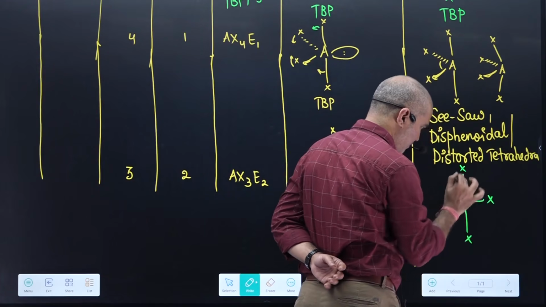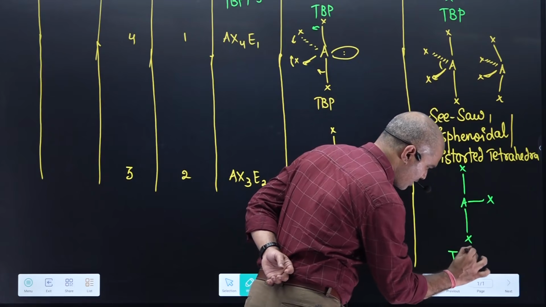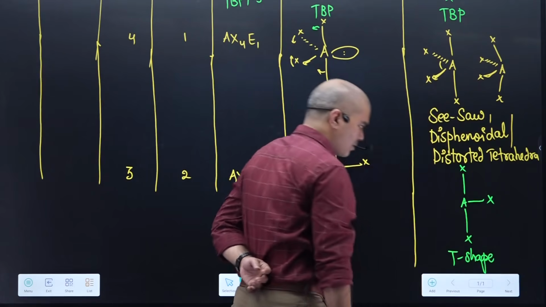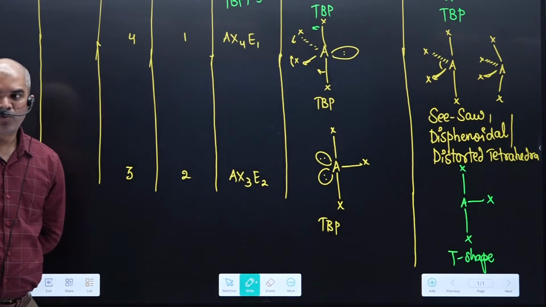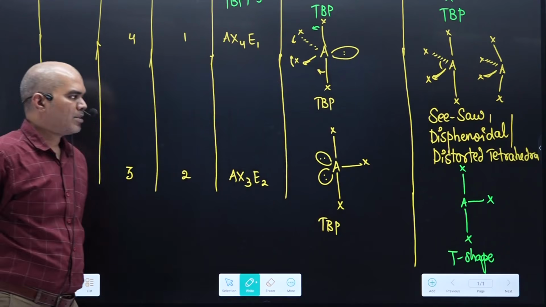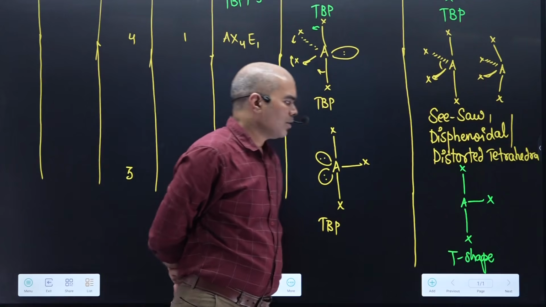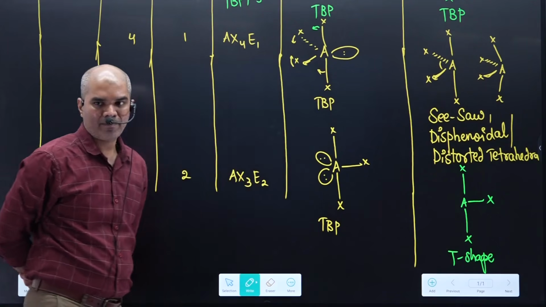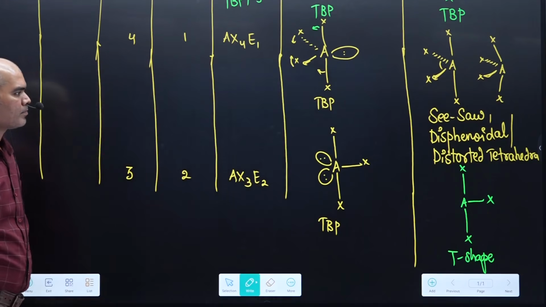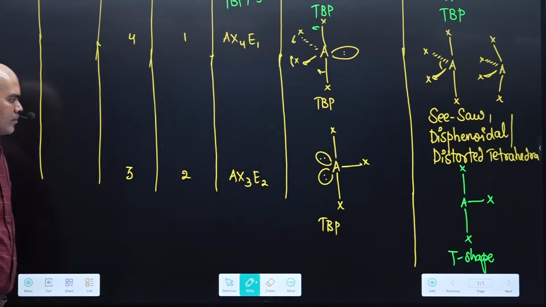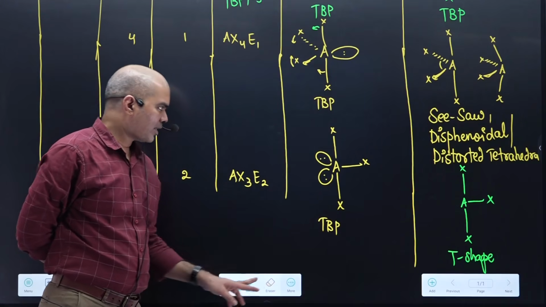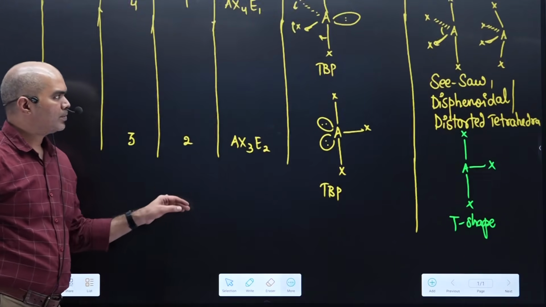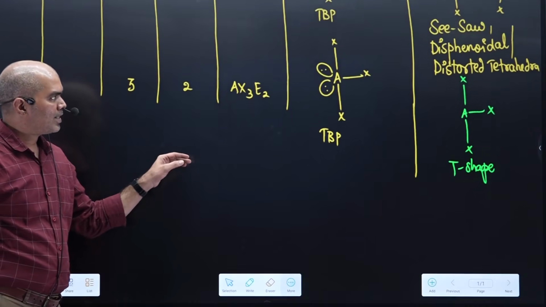What is the shape? Most important example is ClF3. That was asked for symmetry also. What is the symmetry point group of ClF3? C2v. How many symmetry elements? 4 symmetry elements. What is the shape of the molecule? T shape. So steric number 5 TBP, 4-1 seesaw, 3-2 T shape.